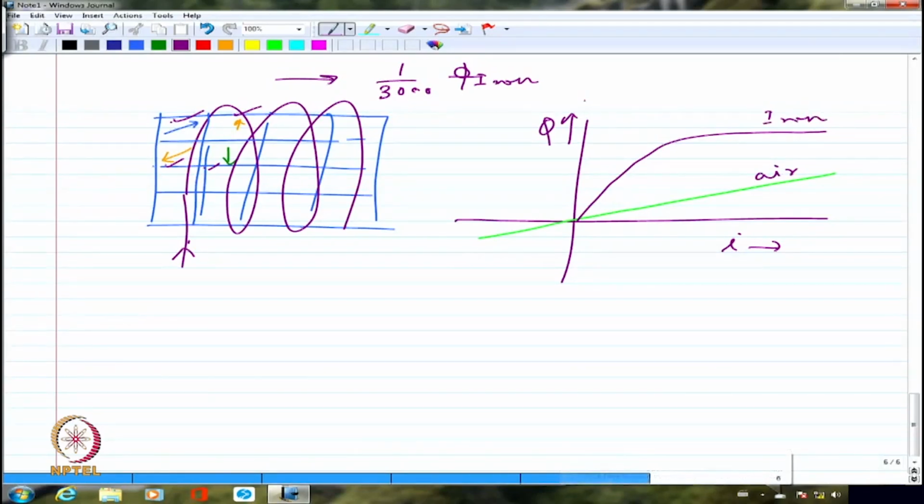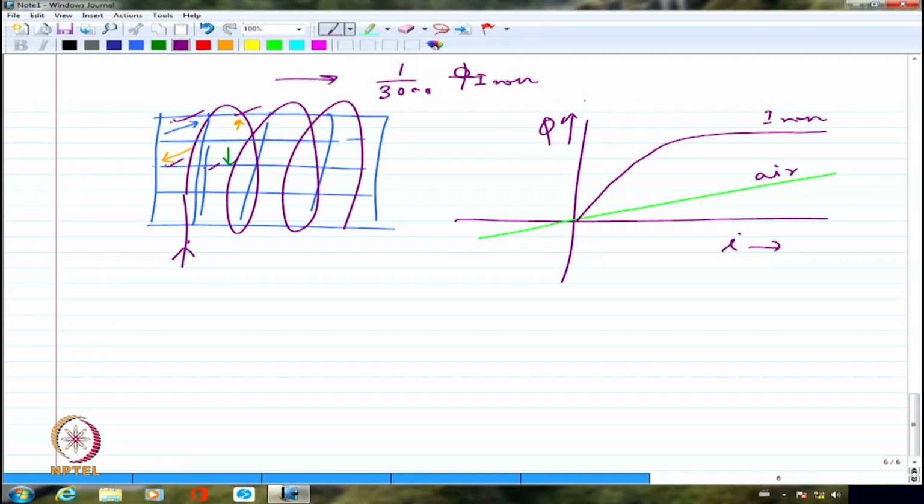Right? This is how I should have shown. But the air thing, what I am showing is definitely not to scale. It is almost 1 by 3000 or 4000 times. So if I show both of them, this will almost coincide with the x-axis itself. There will be hardly anything that will be left over. Right? So this essentially causes saturation in an iron core, whenever I have an iron core.